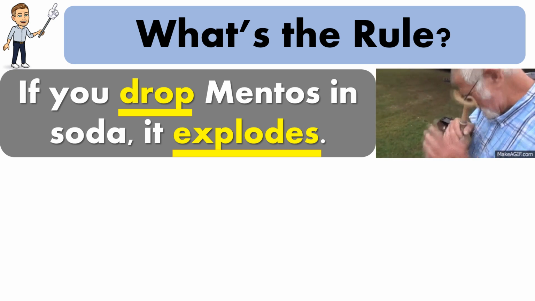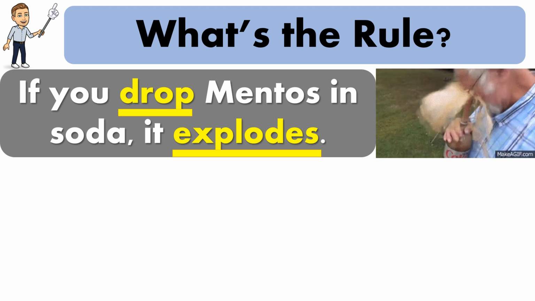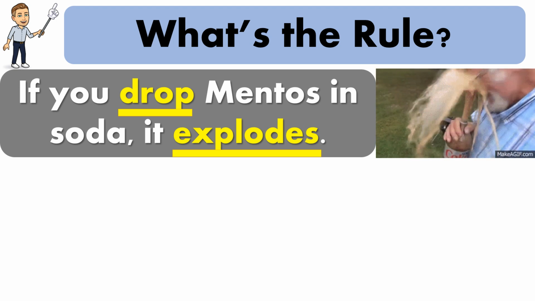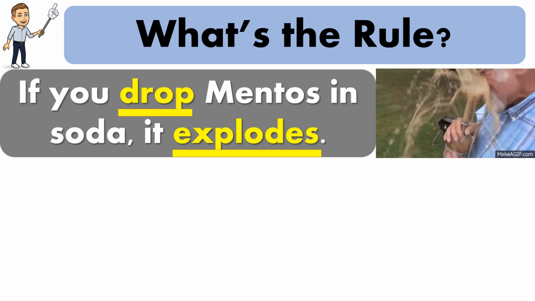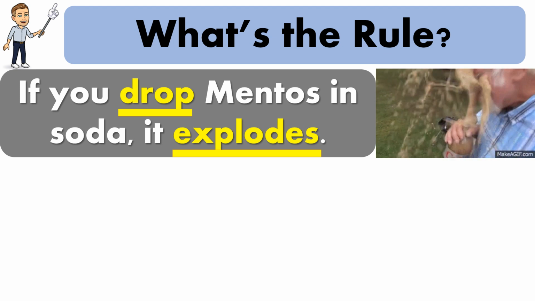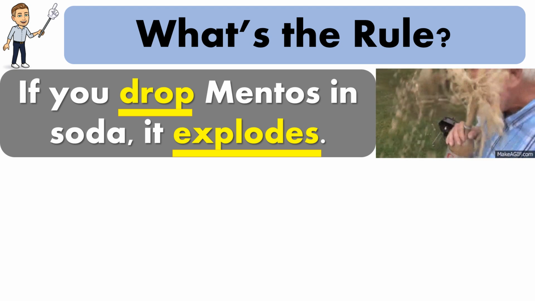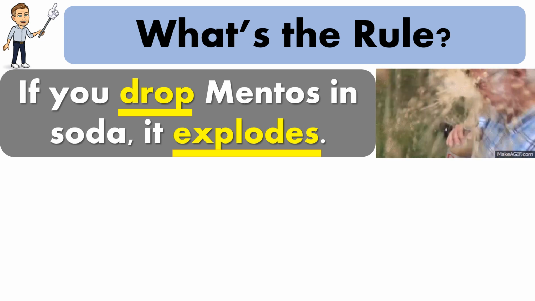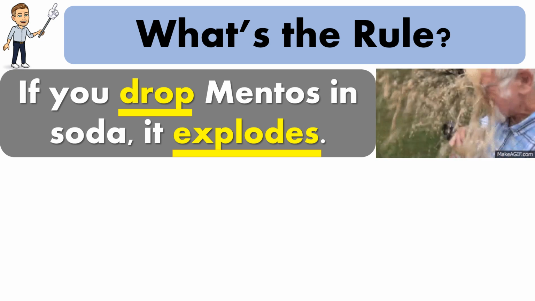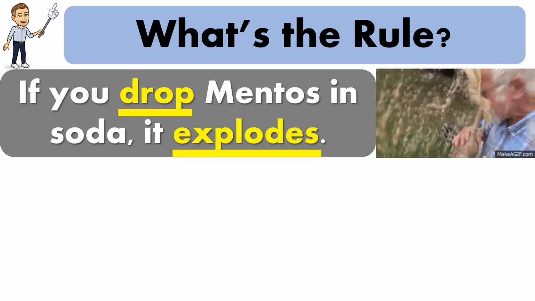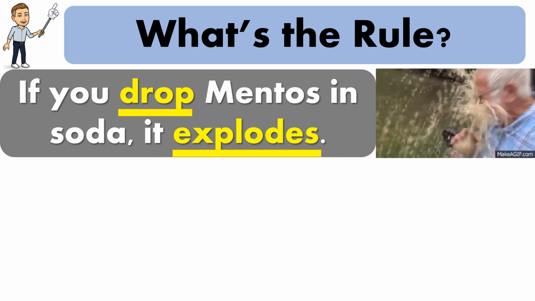Now, what is the rule? So we can start with if or when, and then we use the present simple for both parts of this zero conditional. So we use the present simple form of the verb drop. So with you, we don't need the S. But in the second part, we have the result clause. So with it, we do add the S. So if you drop Mentos in soda, it explodes.